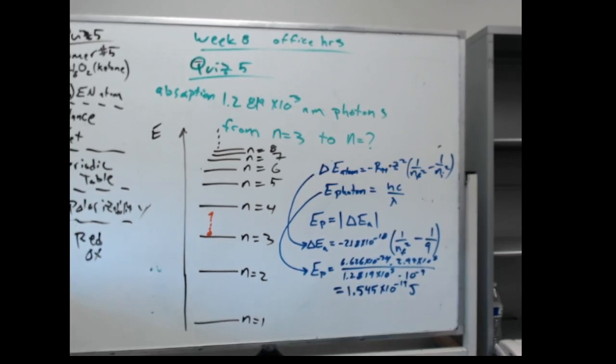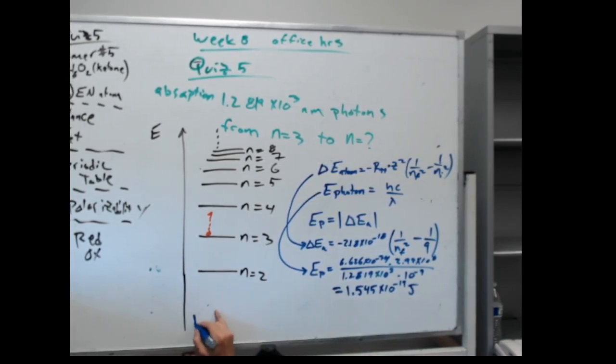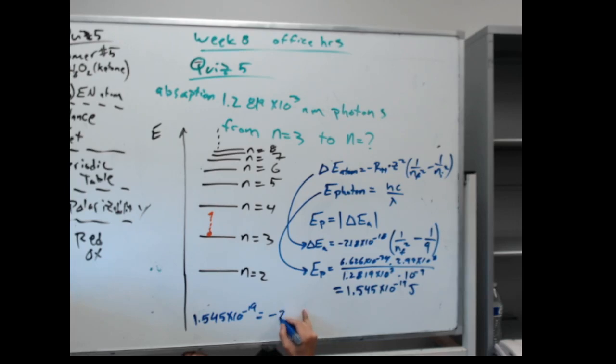I already know it's going to be positive, so I can go ahead and get this equation. I'm going to erase this n equals 1 because it doesn't matter, I just drew it for consistency. I'm going to have 1.545 times 10 to the minus 19 equal to negative 2.18 times 10 to the minus 18 times 1 over n final squared minus 1/9.